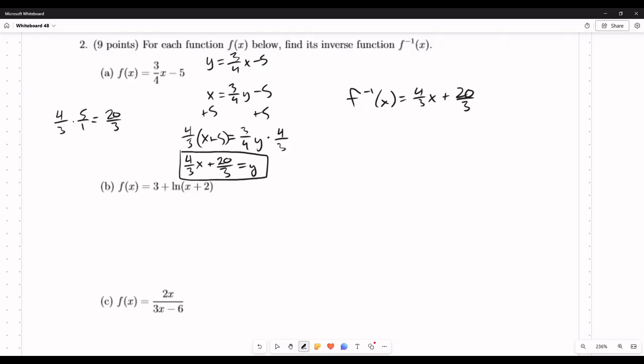Now we get to the tricky one, but let's kind of follow our nose and do the kinds of things we would normally do. So I'll start by writing y equals 3 natural log of x plus 2, and then I'll flip the x's and the y's. Oh, there's a plus sign there.